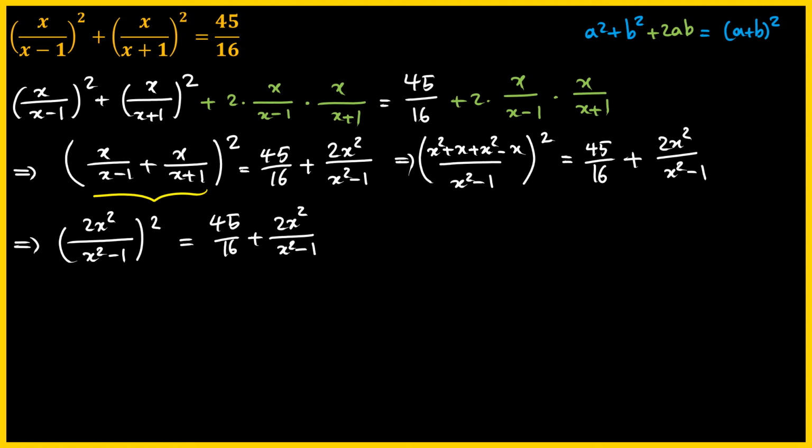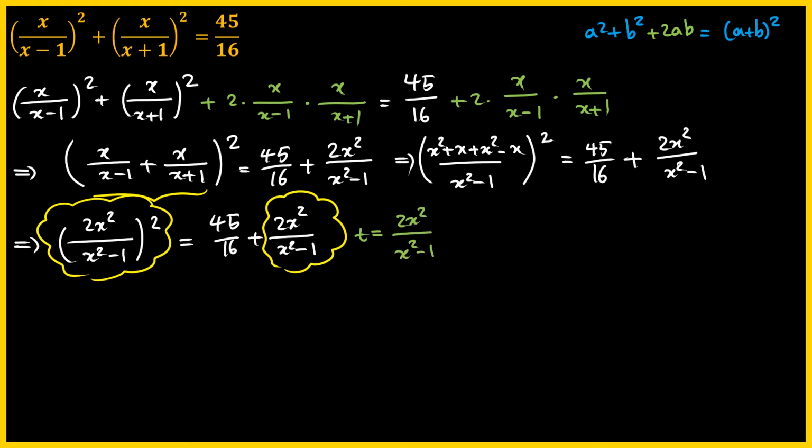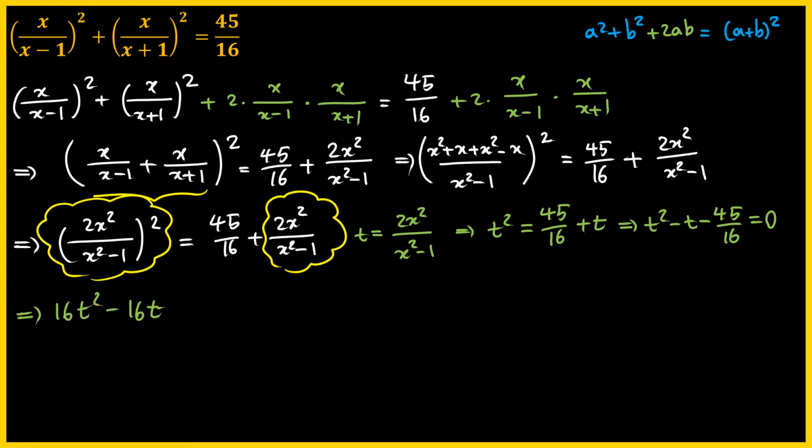Now, the interesting thing is we have this expression, and it's a square, so we can go ahead and set it equal to t. We can say t is 2x^2/(x^2-1), and by doing that, our equation becomes t^2 = 45/16 + t. And this should give us something like this. And then we can multiply both sides by 16. And then we can factor the left-hand side to solve this quadratic equation.